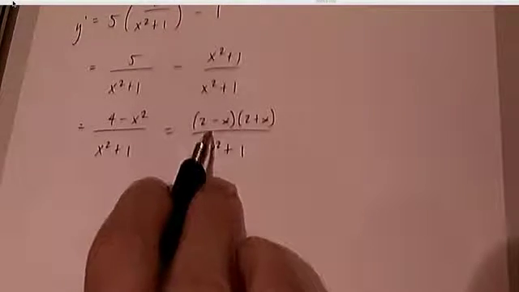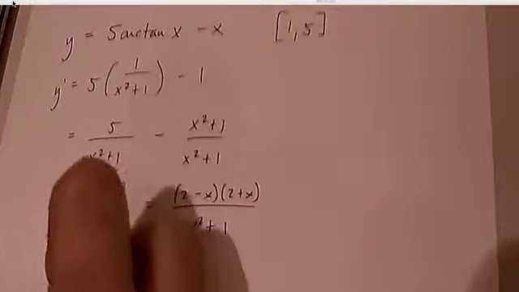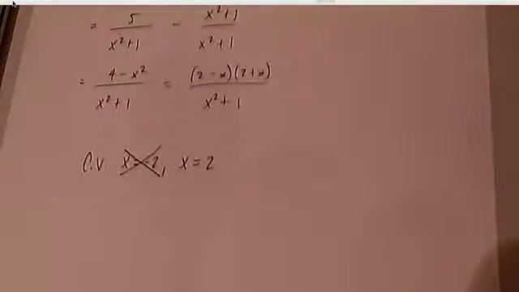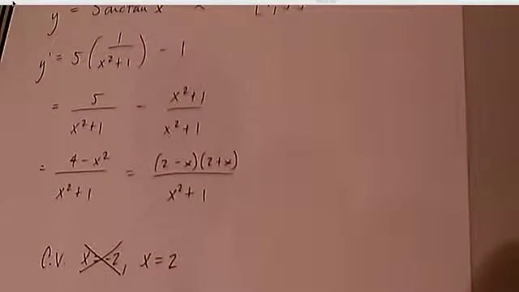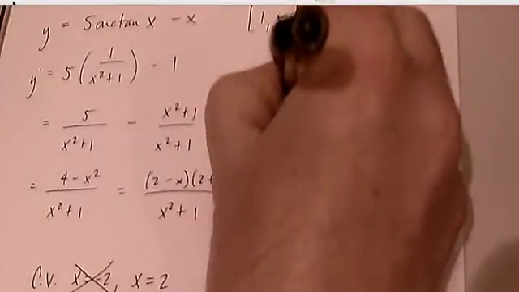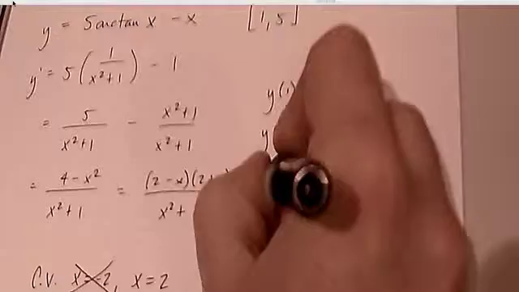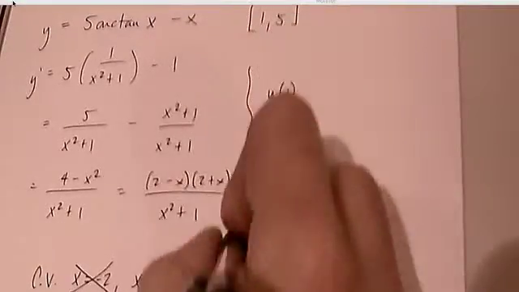Now that denominator is certainly never going to be zero, so we don't have to really worry about that. But x is equal to 2 is in here. I do have two critical values, right? X is equal to negative 2 and x is equal to 2. Well, x is equal to negative 2 is not in the closed interval that we're entertaining. But I do know that I can evaluate at 2. So let's do y of 1, y of 2, and y of 5.